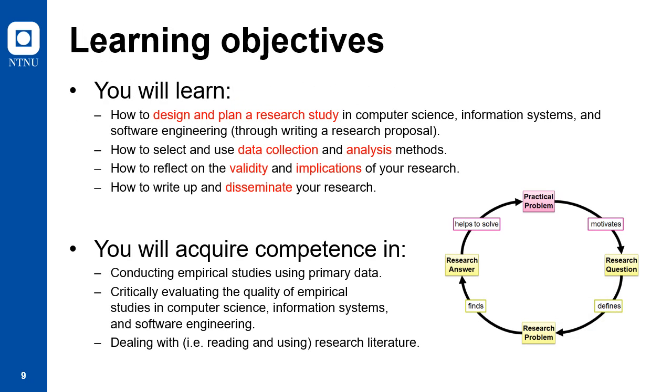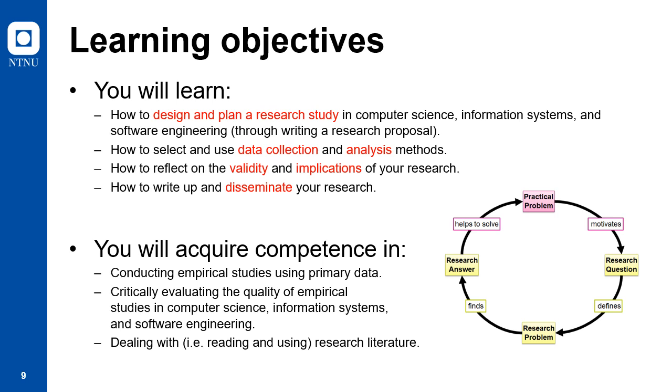In this course, you will learn how to design and plan a research study in computer science, information systems, and software engineering, which are the topics that are covered in our institute. You will learn this through writing a research proposal, which is also the first deliverable in the course. You will also learn how to select and use data collection and analysis methods, how to reflect on the validity and implications of your research, and how to write up and disseminate your research. The writing up will be in form of a research paper, a short research paper.